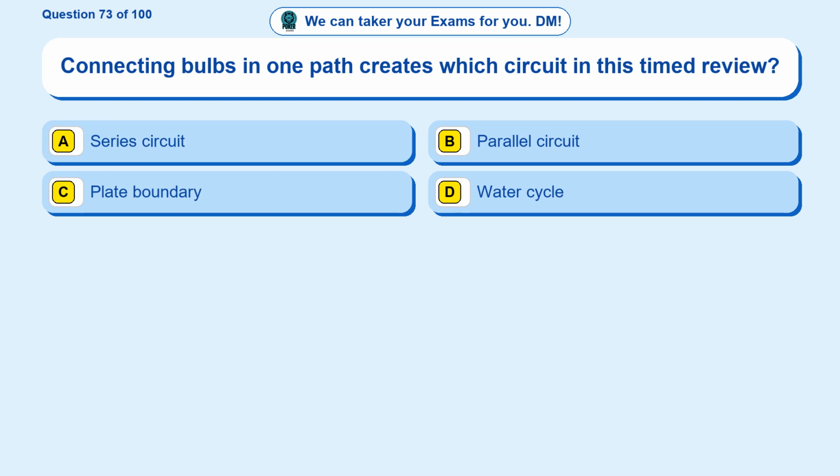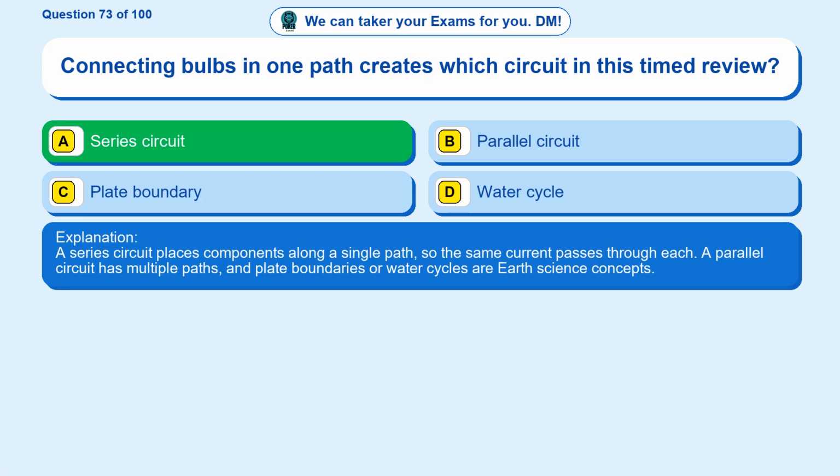Question 73. Connecting bulbs in one path creates which circuit in this timed review? Option A, series circuit. Option B, parallel circuit. Option C, plate boundary. Option D, water cycle. The correct answer is option A. Series circuit. A series circuit places components along a single path, so the same current passes through each. A parallel circuit has multiple paths, and plate boundaries or water cycles are earth science concepts.